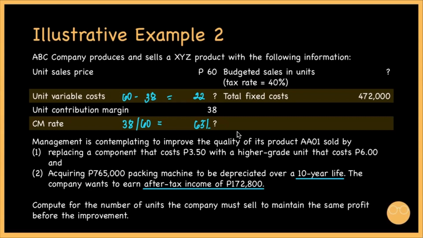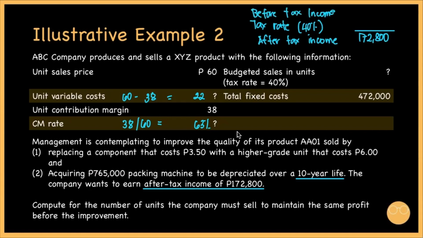Let us first define the problem. Since we have here an after-tax income of 172,800, and our tax rate is 40%, we are going to compute for the before tax income. And how should we compute for the before tax income? If the before tax income is 100%, and our tax rate is 40%, then our after-tax income is 60%. So to bring it back to 100% value, 172,800 divided by 0.6 or 60% will give you 288,000 pesos.